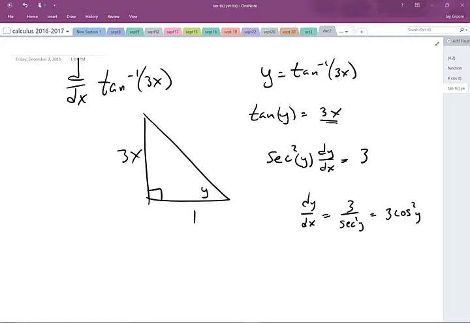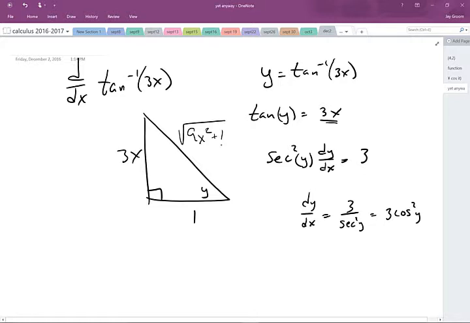Nice. What is the cosine of y over here? What's the cosine of, look at this thing. What's the cosine of y over here? Well, I don't know. I'd have to find the hypotenuse, wouldn't I? And what would that hypotenuse be? I believe it would be the square root of 9x squared plus 1, wouldn't it?